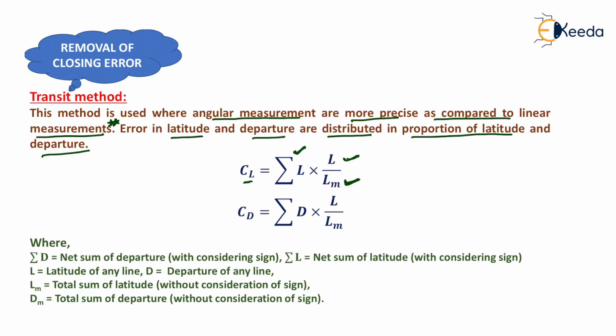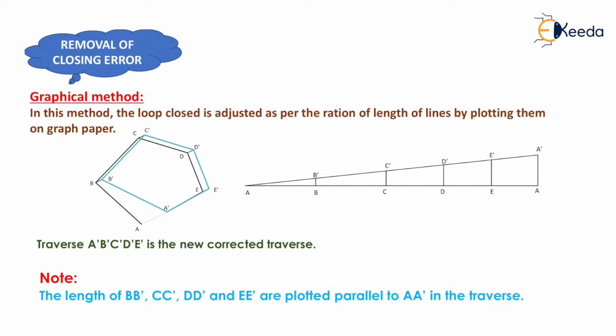Now correction in departure will be equal to summation D, that is net sum of departure with considering sign into D upon DM, that is departure of any side divided by the total sum of departure without considering sign. It means that we have to add all the departures for determining the DM. In this way we can determine correction in latitude and correction in departure, and we will solve this question by the transit method. Now we can move to the next non-important method, that is graphical method.